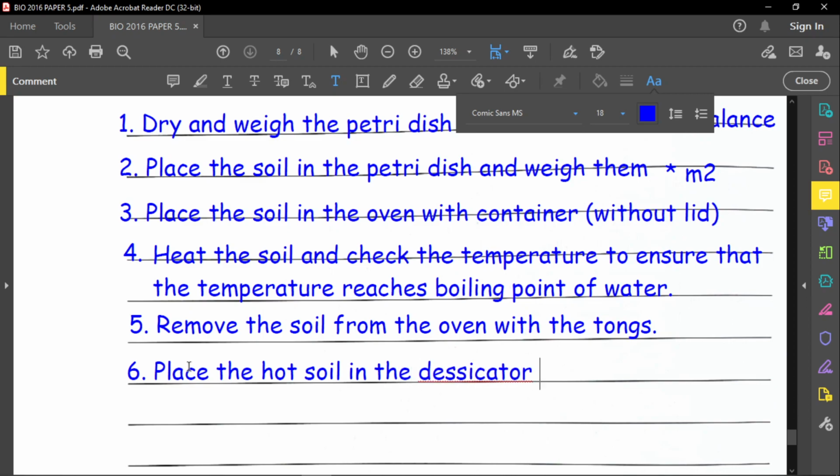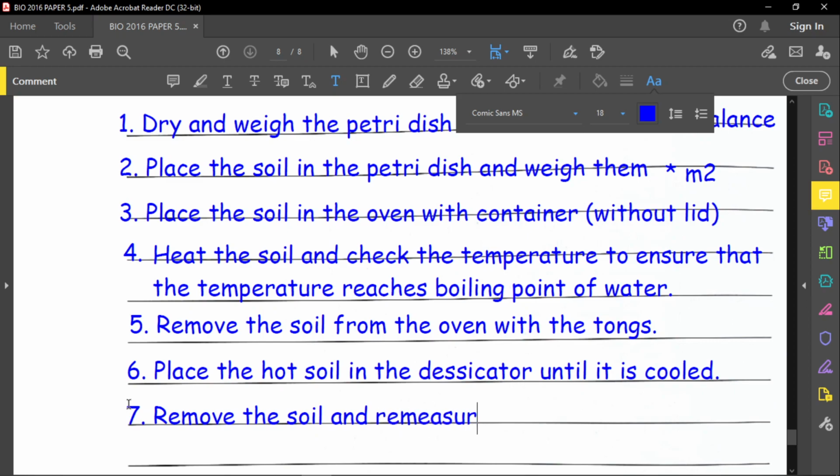All right. So place in desiccator until it is cooled. Okay. So once it is cooled, what I want to do next is remove the soil and remeasure it. So you're going to remove the soil and remeasure it.